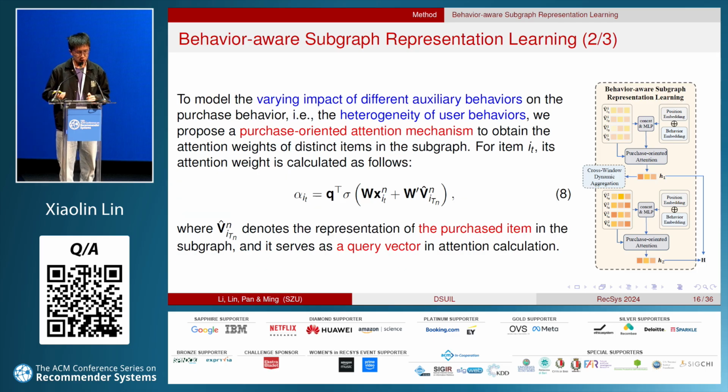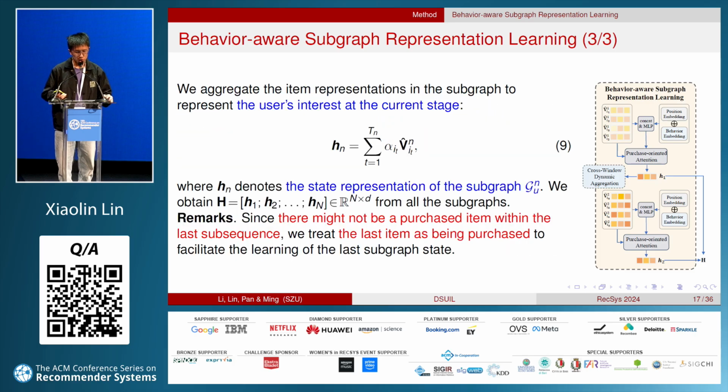As we want to model the user's behavior heterogeneities, we propose a purchase-oriented attention mechanism. We take the purchase item representation as the query vector to calculate the attention weight with each item in the subgraph.